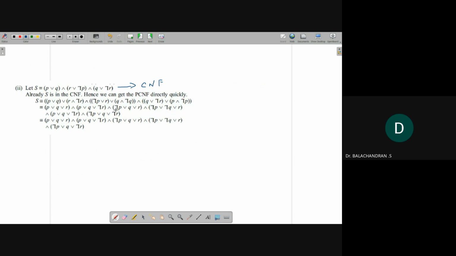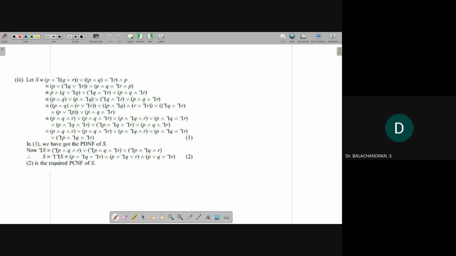Out of 6 elements, remove the repeated elements. Finally, I got 5 elements. So this is the PCNF. Okay. So the next problem. P or negation of Q or R, P and Q and negation R and P.